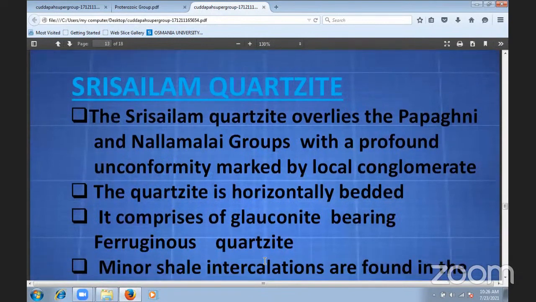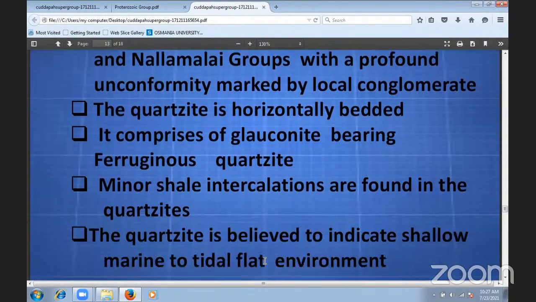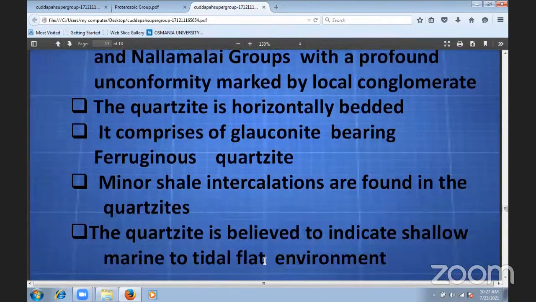The Srisailam group overlies the Papagni and Nallamalai groups. It also consists of an unconformity, and it is marked by a local conglomerate. The quartzite is horizontally bedded, and it comprises glauconite-bearing ferruginous quartzite. Ferruginous means iron-bearing, iron ore related material. The iron material is associated with the quartzite here, so it is called ferruginous quartzite. And a small amount of minor shales, that means a lesser amount of shales, we have also found here along with the quartzites.